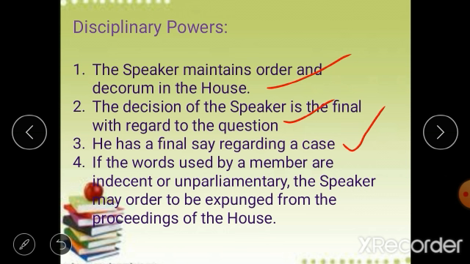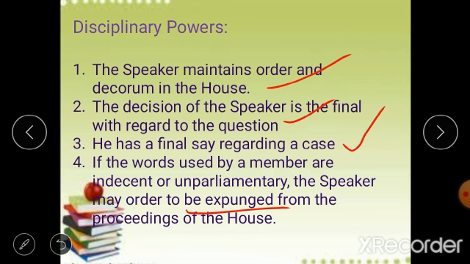The next one is if the words used by a member are indecent or unparliamentary, the speaker may order them to be expunged from the proceedings of the house. So what is expunged? It means it has to be removed from the proceedings of the house. So he has to take back the word that he has uttered and proceed with the discussions. So these are the disciplinary powers.